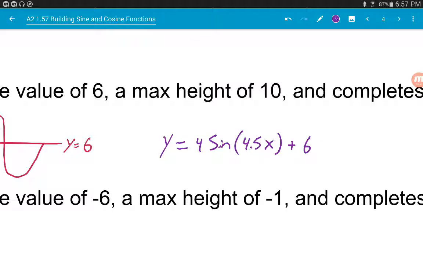plus 6. If you're confused at all, remember that in the beginning goes the amplitude. On the inside, right next to the x, goes the frequency. And on the end goes the midline.